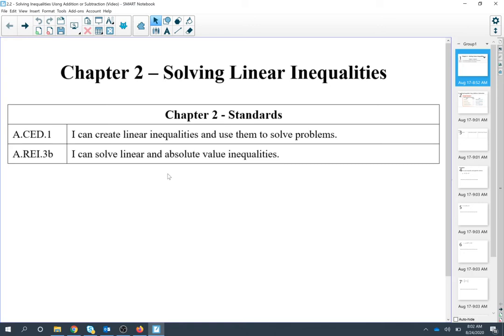Chapter 2, Solving Linear Inequalities. We're now going to move on to 2.2, but just as a recap before we get started, we're still working with the same two standards, and specifically the A.REI.3b, where we can solve linear and absolute value inequalities, and right now we are really focused on the linear.